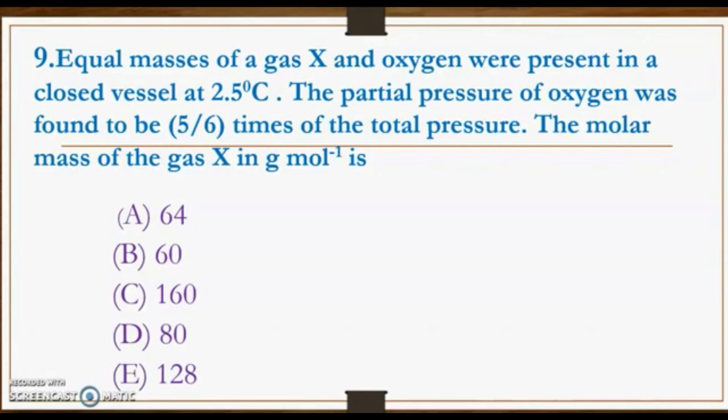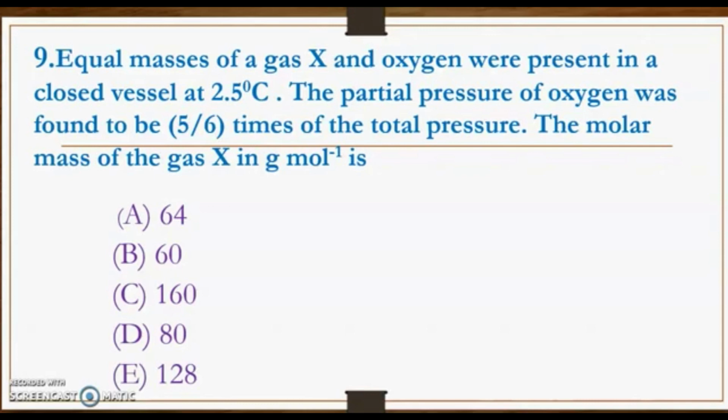First question. Equal masses of a gas X and oxygen were present in a closed vessel at 25 degrees centigrade. The partial pressure of oxygen was found to be 5/6 times the total pressure. What is the molar mass of the gas X in gram per mole? So this question is related to Dalton's law of partial pressures.